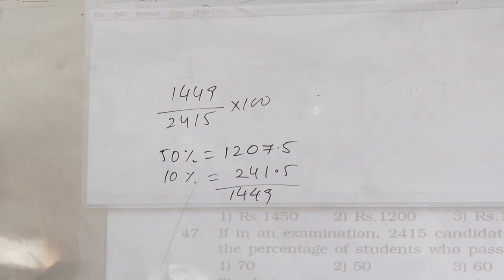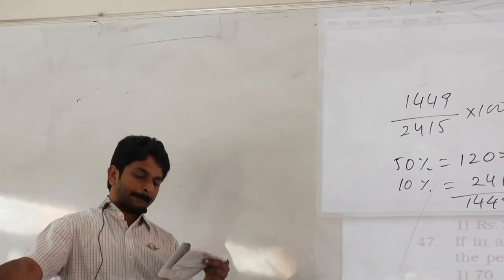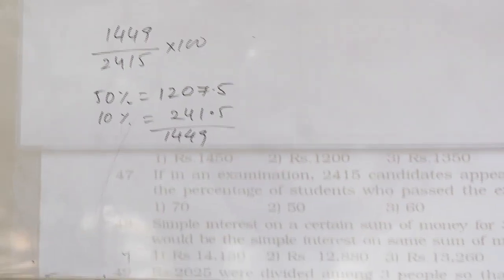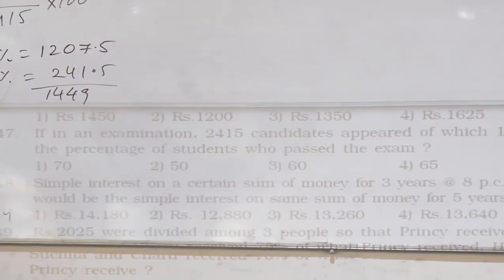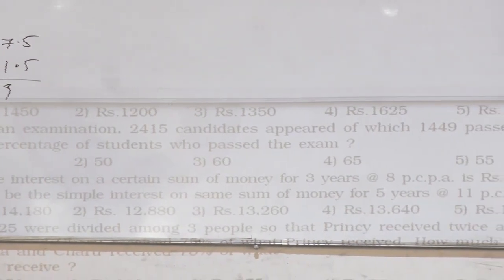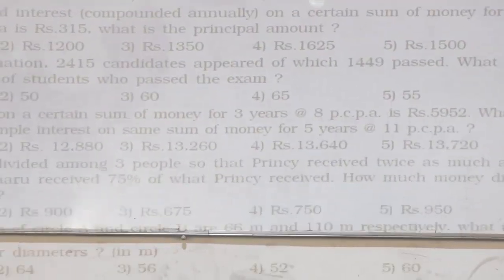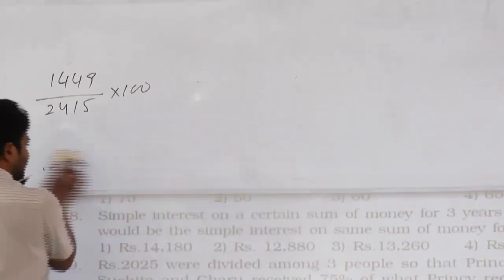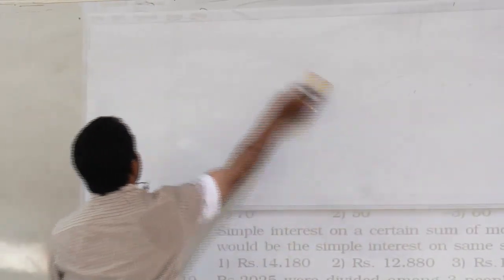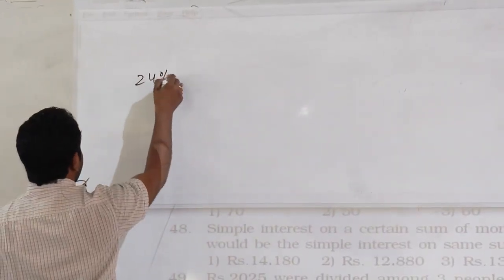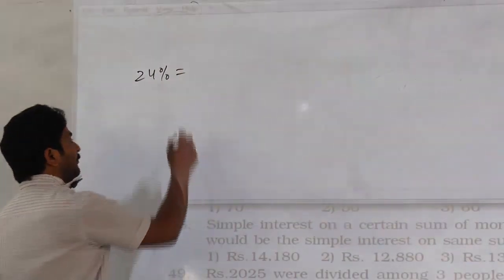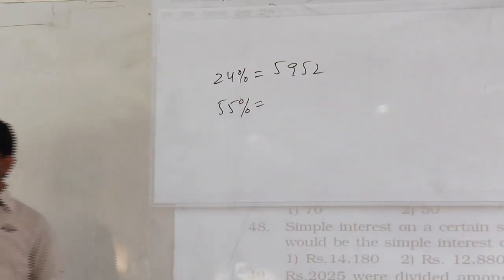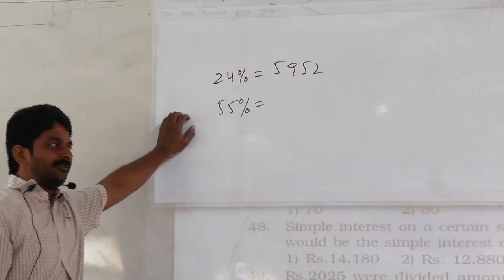Simple interest on a certain sum of money for 3 years at 8% per annum is 5,952. What would be the simple interest on the same sum of money for 5 years at 11% per annum? So what is given here? Simple interest for 3 years at the rate of 8% per annum, there will be 24% interest, which is equal to 5952. And you're asked about 55% is equal to how much? At the rate of 11% per annum, in 5 years you'll get 55%.